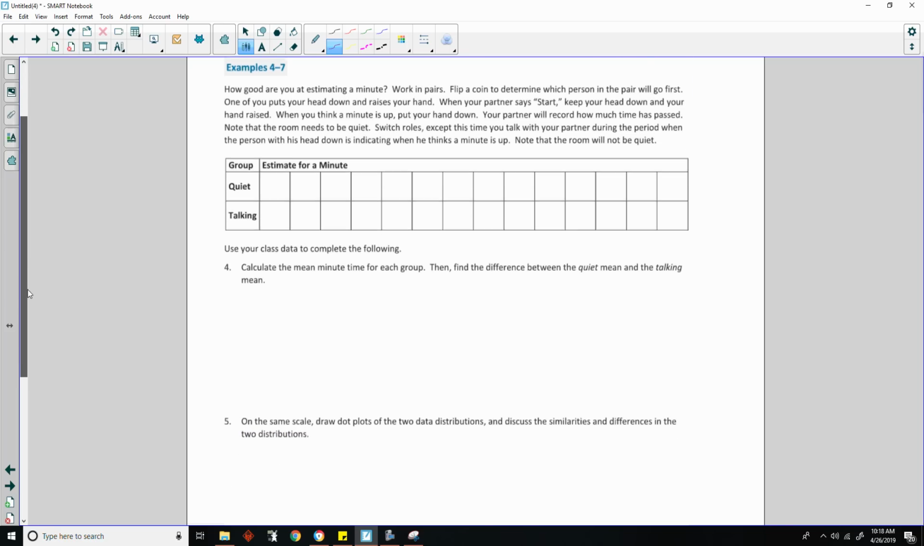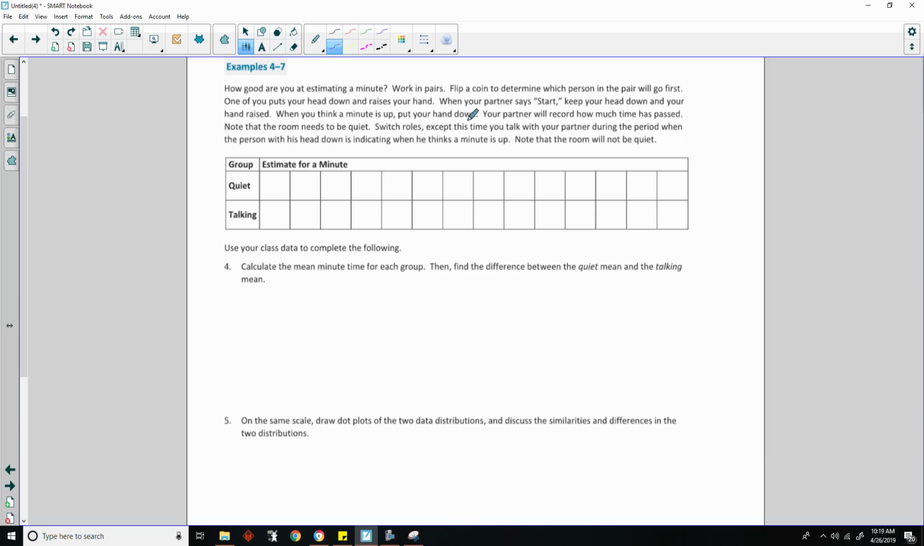Example 4 through 7. How good are you at estimating a minute? Work in pairs. Flip a coin to determine which person in the pair will go first. One of you puts your head down and raises your hand. When your partner says start, keep your head down and your hand raised. When you think a minute is up, put your hand down. Your partner will record how much time has passed. Note that the room needs to be quiet.